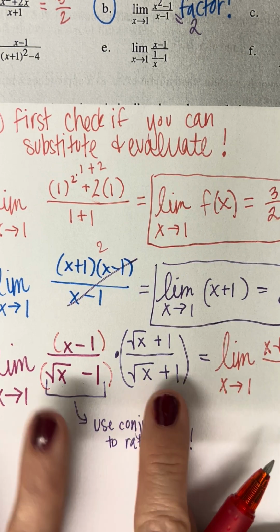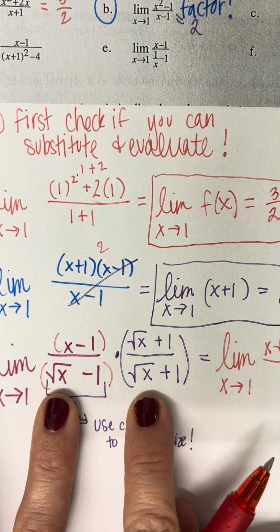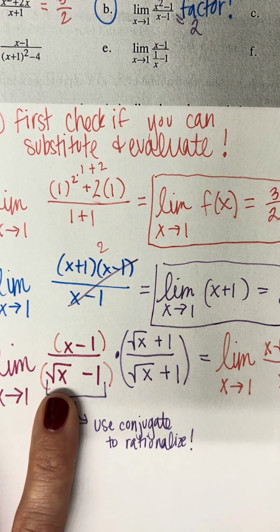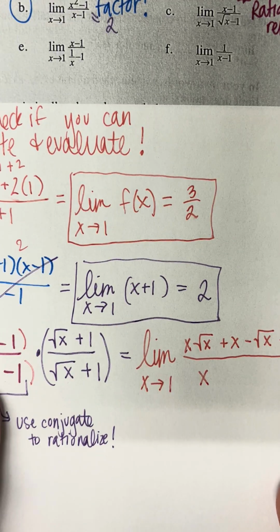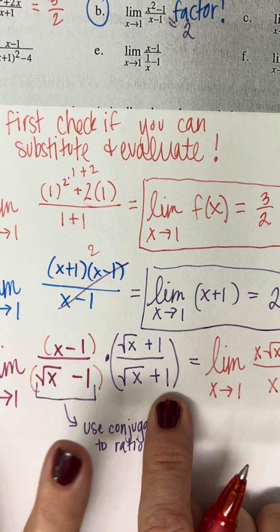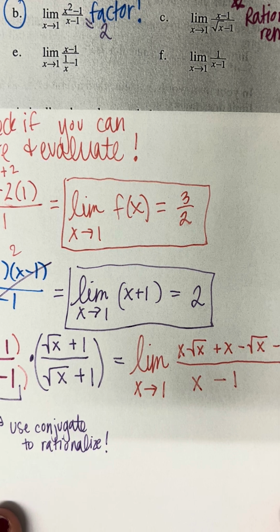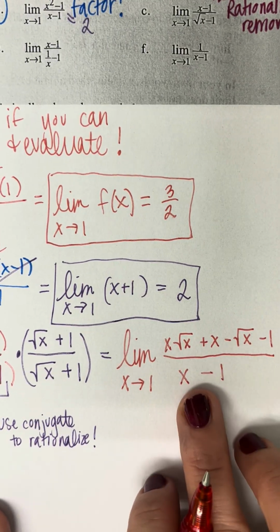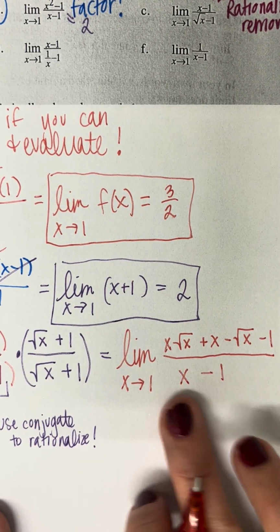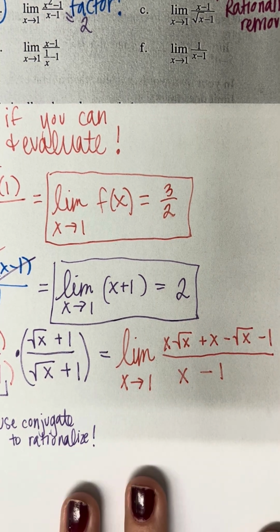So if I multiply this, this is now a difference of squares, right? So square root of x times square root of x is just going to be x. And these are going to cancel. And then negative 1 times 1 is negative 1. So now I can see that, unfortunately, it's not going to cancel. And I actually made this, I just went too far in class.